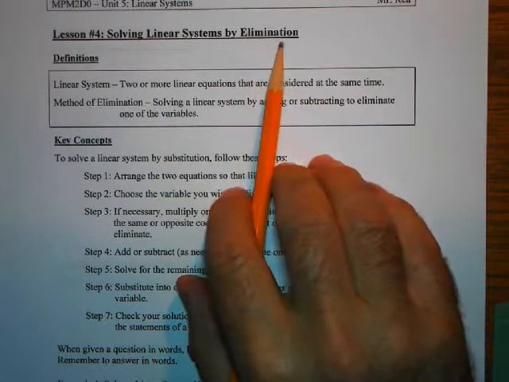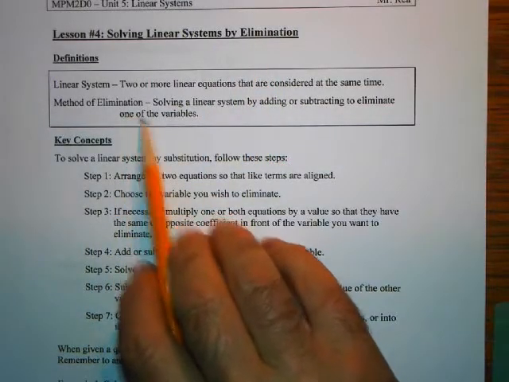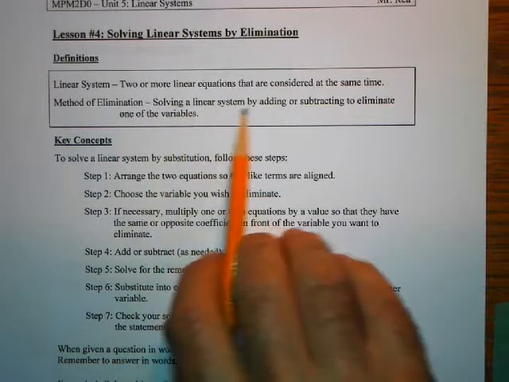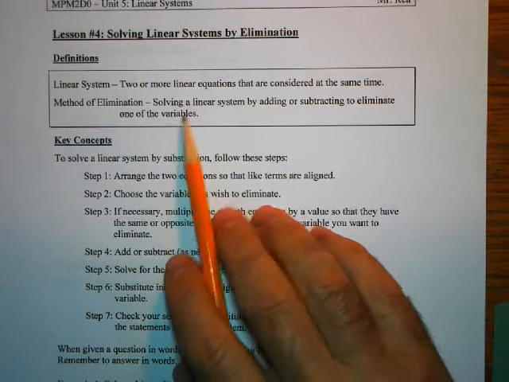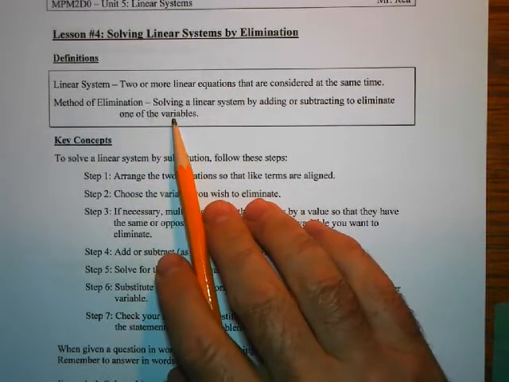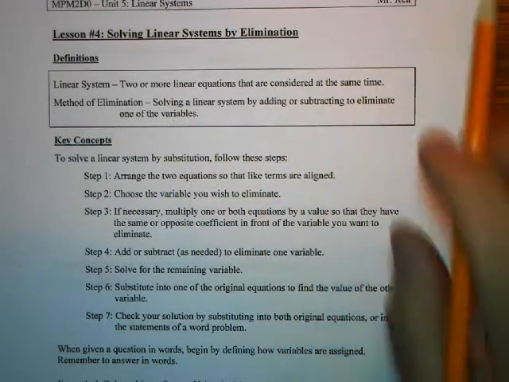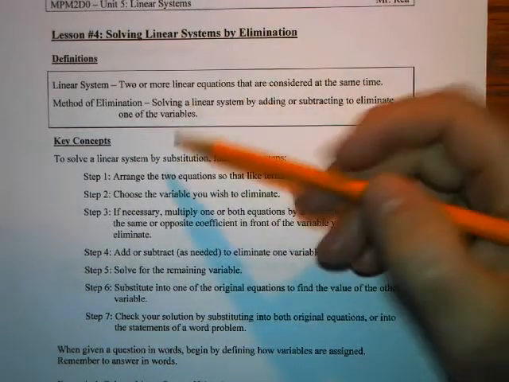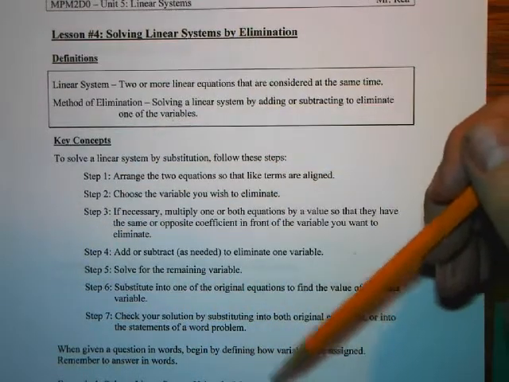So this method is called elimination, and let's see what it means. Solve a linear system by adding or subtracting to eliminate one of the variables. So in most cases, if you had x's and y's, you're actually going to be doing something to get rid of the x or get rid of the y. And we kind of eliminated that using substitution, but this is a different technique entirely. Now, there's a series of steps here for the process.